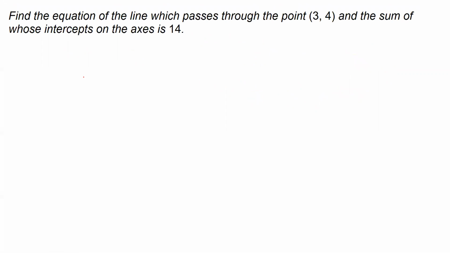Let's take up one more question quickly. Find the equation of the line which passes through this point and the sum of whose intercepts is 14. So we have to find the equation of the line. Suppose this is the line, and we are given that the sum of the intercepts is 14. So these are the intercepts. Assume that this length is equal to a units and this length is equal to b units.